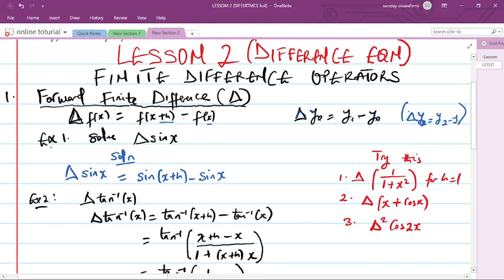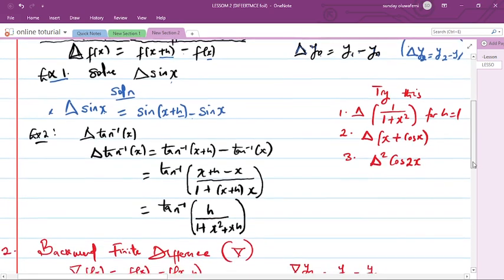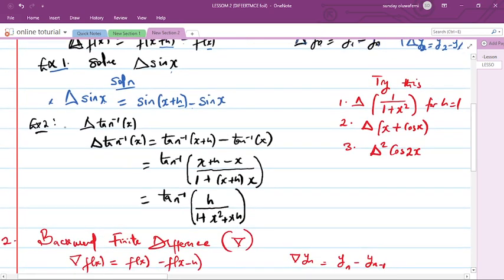So let's check some examples. In example 1, we have to solve the forward finite difference of sin x. In the solution, we just take an increment of your sin x, which is your h, that will be sin of x plus h, and then minus the previous one, which is sin x. Likewise, you can check another example for better understanding.